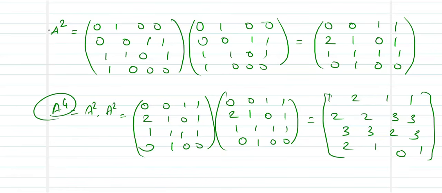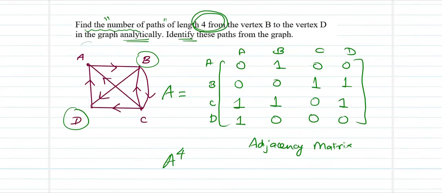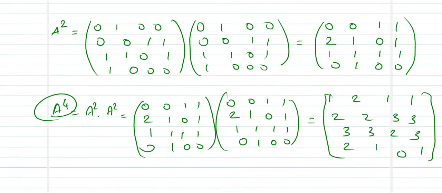Why did we do A4? Because they are asking us for length 4. So do it A4 times. If they are asking for length 3, then you compute till A cube, which is A square into A. So now this is going to be my vertex A, B, C, D. Length 4 now has been obtained.